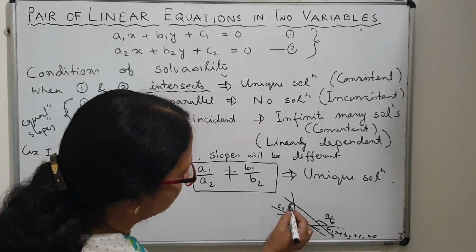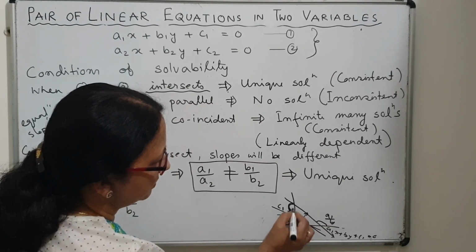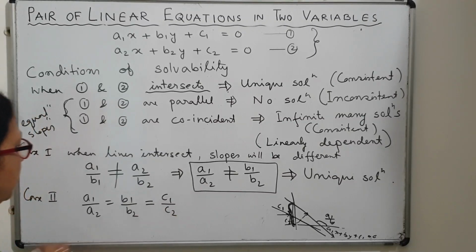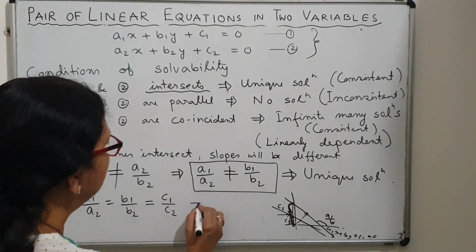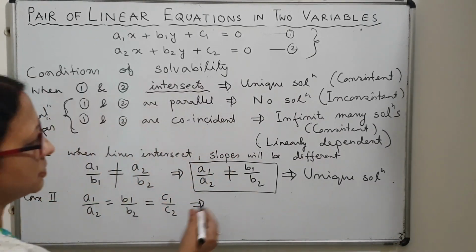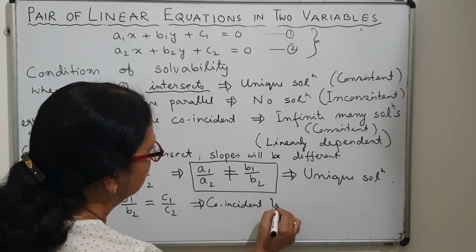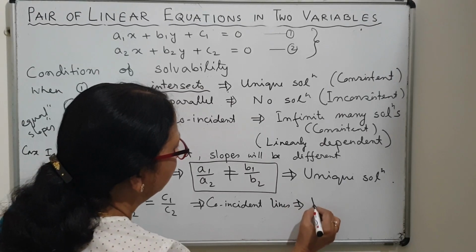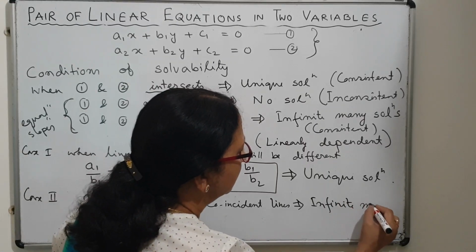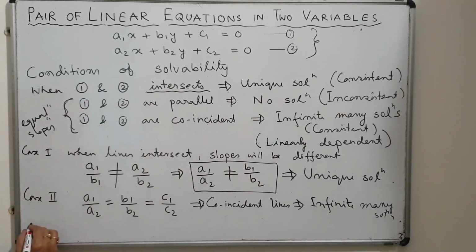So when they are parallel, c1 by c2 will be different. And if they are coincident, then these intercepts will become same. So when they are parallel, I can write the ratio of the intercepts has to be also same. So in that case, this will be coincident lines. Because intercepts also same, coincident lines, which will give you infinite many solutions.